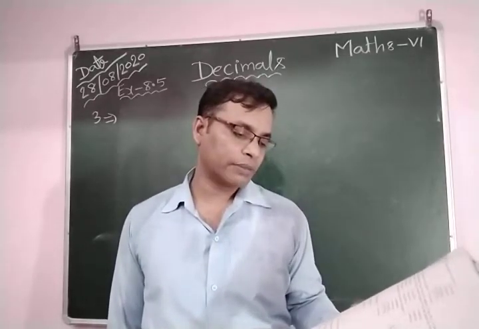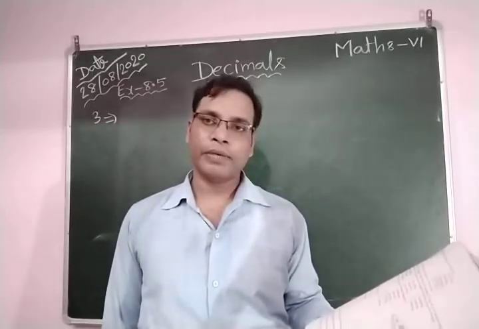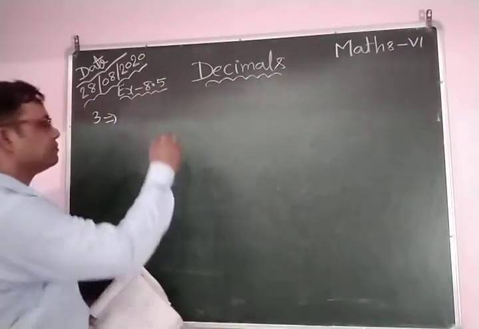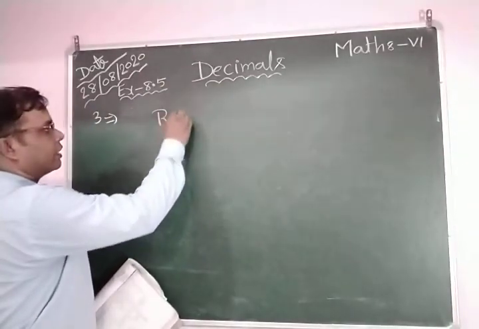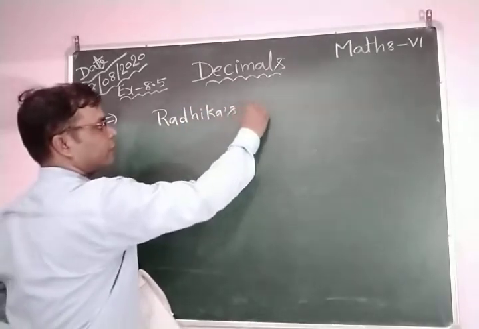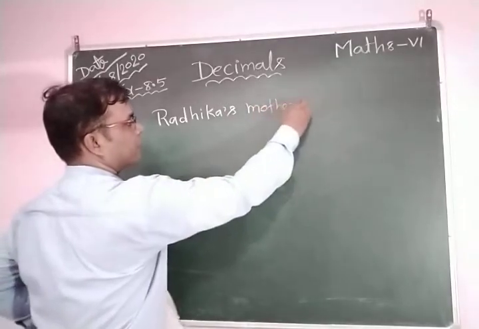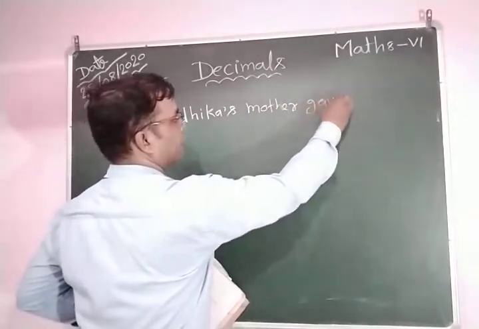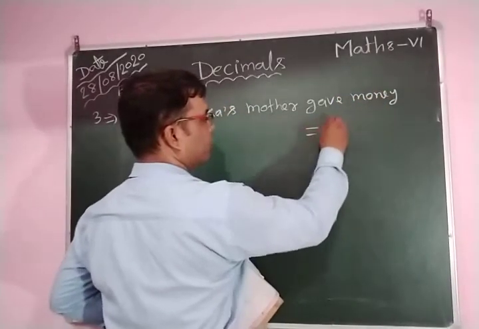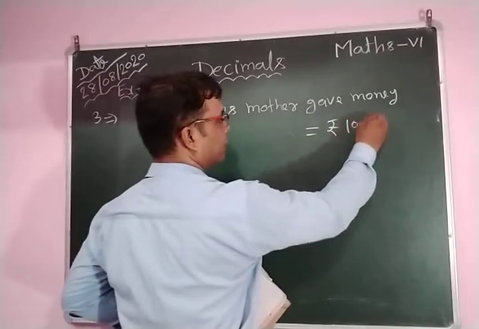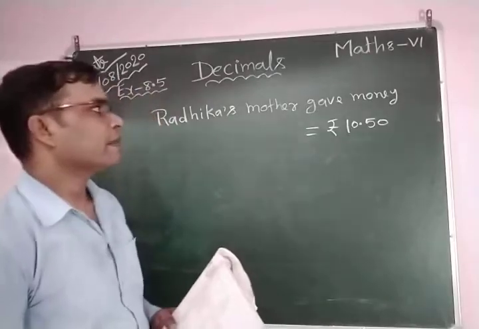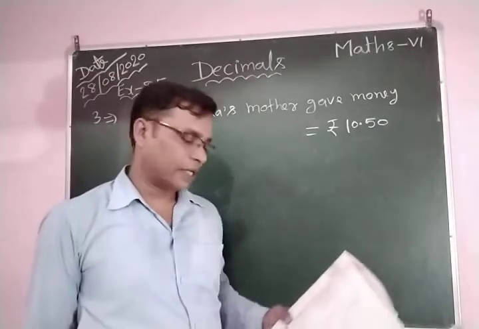Okay, so here in this question it is given that Radhika's mother gave money equal to 10.50 rupees. So first we write here: Radhika's mother gave money, this is equal to rupees 10.50.